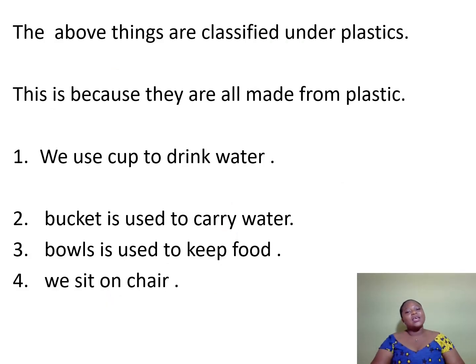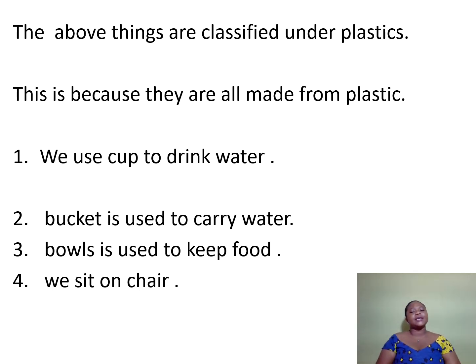So the above things are classified under plastics. What we saw in our previous slide are classified under plastics, as I said. And that is true. Bowl is plastic, the chair is plastic. We saw in our previous slide when we were doing wood, we saw a wooden chair, and we have a plastic chair as well. This is because they are all made from plastic.